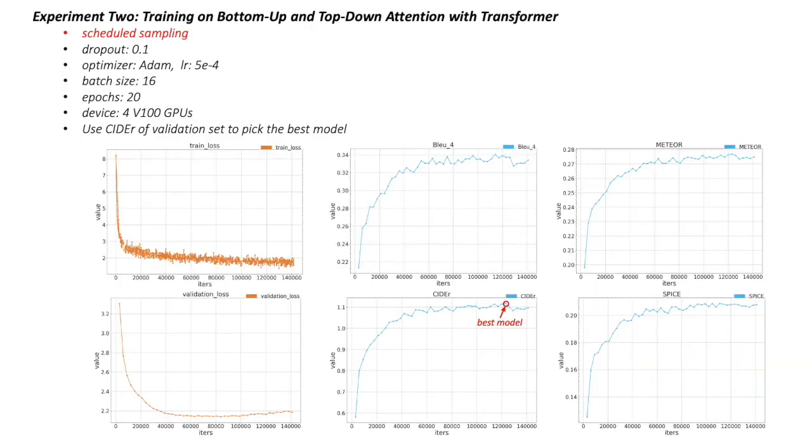Next, we test the bottom-up and top-down attention with transformer. You can see some hyperparameters here. Here, scheduled sampling is used instead of teacher forcing. It means that for the first several training epochs, we use teacher forcing. And later, we turn off teacher forcing and follow the original training method of the transformer. Here, we use CIDEr to pick the best model. You can see the training loss and the validation loss in the first column, and they decrease gradually. The next 4 figures are for different metrics. The training is stable.